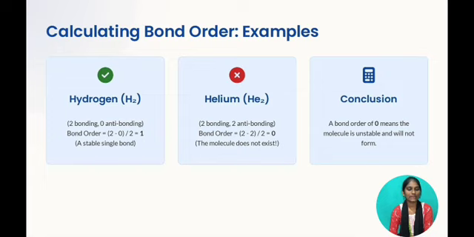Calculating bond order. Hydrogen has 2 bonding electrons and no anti-bonding electrons. Bond order is 1. Helium has 2 bonding electrons and 2 anti-bonding electrons.